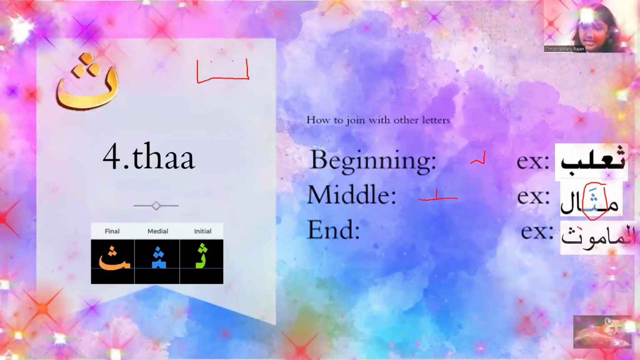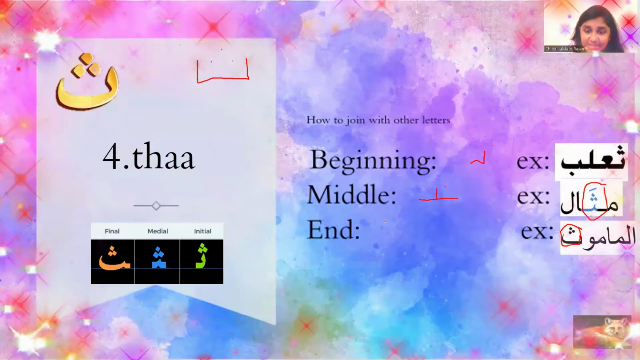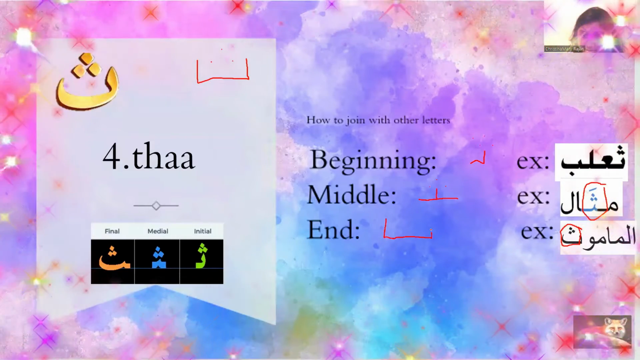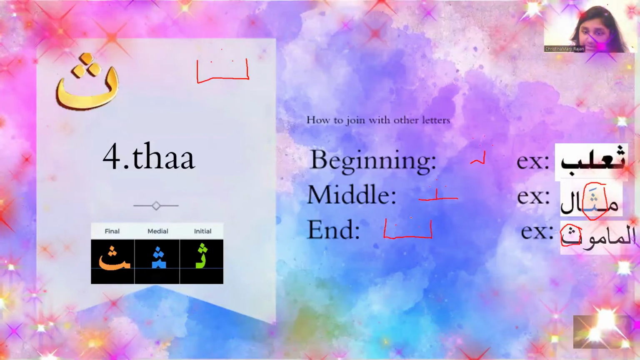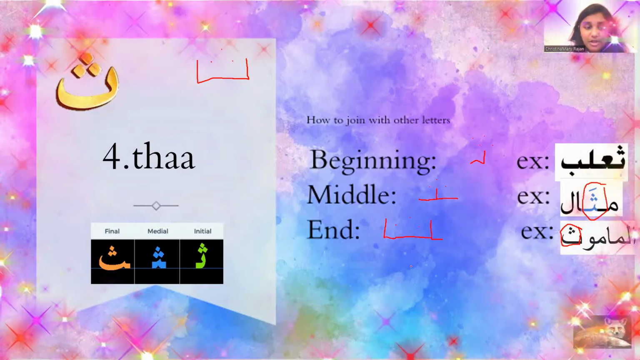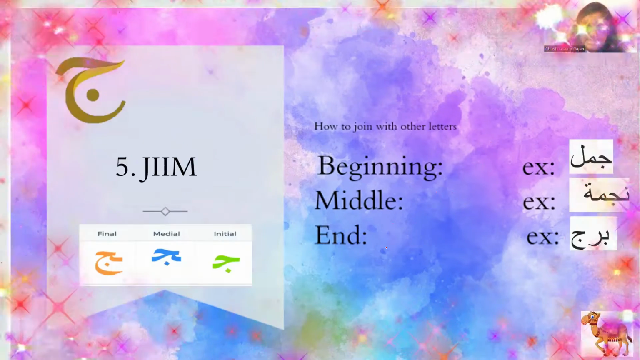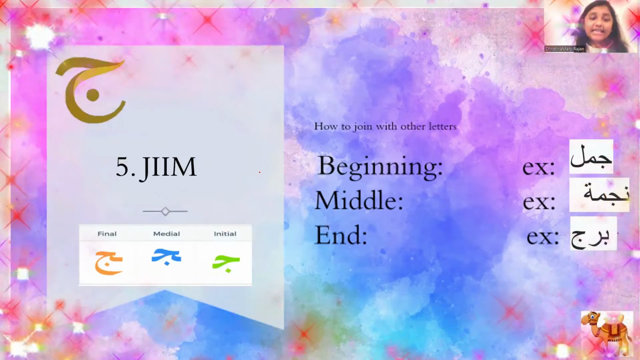And here also the 3 dots are on the top. Next, we have the letter ta itself at the end. At the end, you write the same letter itself, but with a small dash. Hope you remember, it's always with a small dash so it can connect with the letter before it. Let's go to the next one.